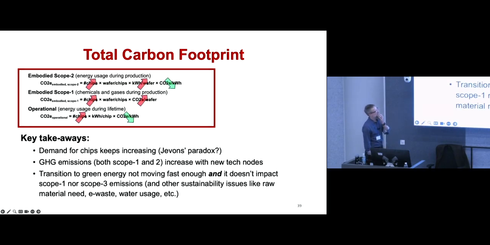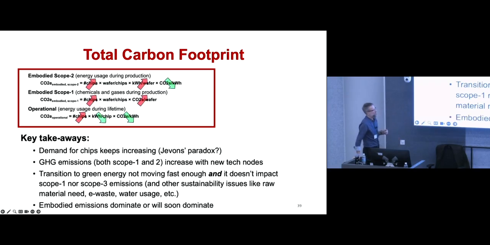Transition to green energy is not moving fast enough. In Europe, 2.5% per year is not good enough to compensate for the 9% increase in the number of chips or the 12% increase in carbon emission or energy use per wafer. So it's not moving fast enough. And in addition, it does not affect Scope 1 and Scope 3. So even if TSMC were to use 100% green energy, they still need the chemicals and the gases. They still need the raw materials. So it's not a silver bullet solution to go to green energy. There are also other concerns that we have to worry about.